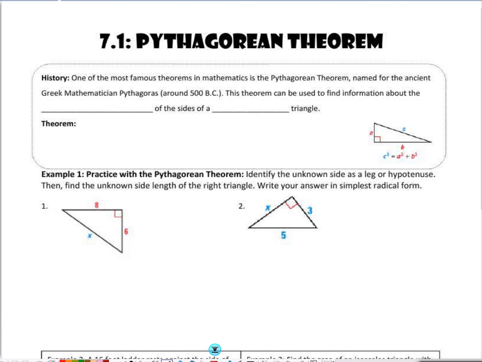This is a little video lesson on 7.1, the Pythagorean Theorem. We're going to use the relationships within triangles to find side lengths of right triangles. So a little history lesson to start.